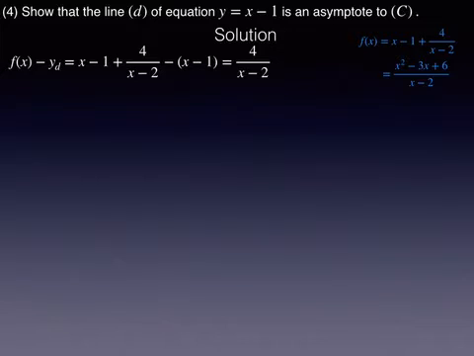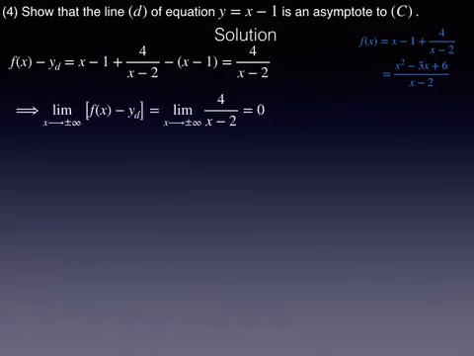So x minus 1 plus 4 over x minus 2 minus the equation of the straight line, which is x minus 1. So this is a direct simplification. X minus 1 minus x minus 1 cancel each other, and it remains simplified expression as 4 over x minus 2. Here I use the first expression of f of x. You can use the second one, and you must get the same answer.